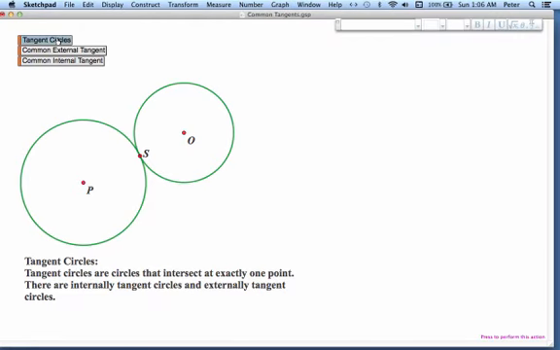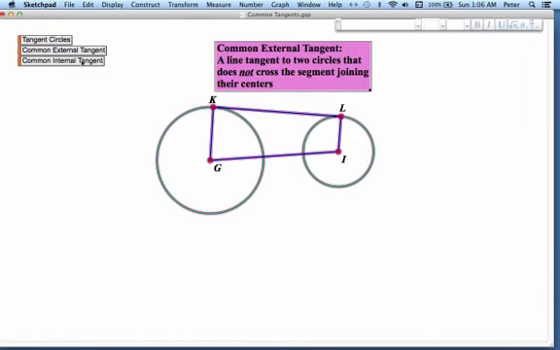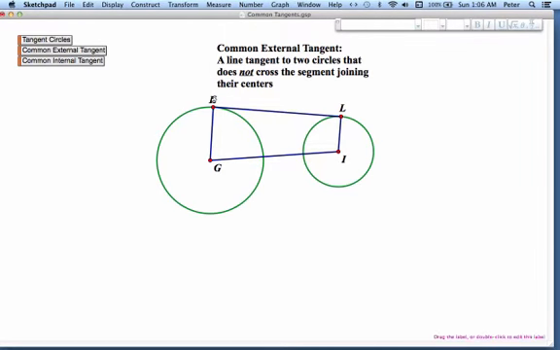All right, let's take a look at what's called a common external tangent. Now, a common external tangent is a line or a segment tangent to two circles that does not cross the segment joining their centers.